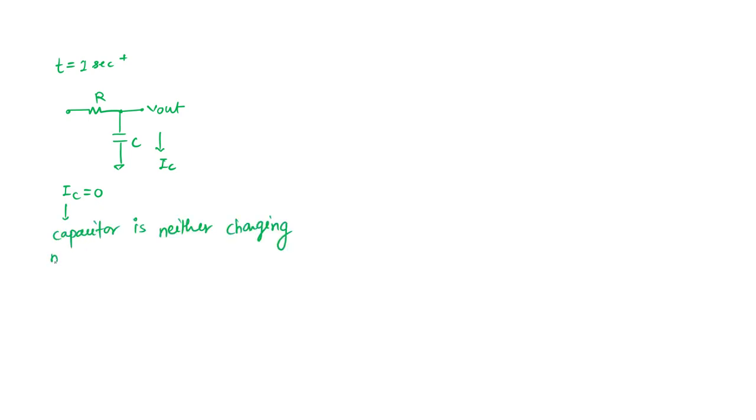So what will happen exactly when the switch is open? Let's say at t equal to 1 second, or I should say 1 second plus. My switch is open. So this is my R, now this node is floating, this is my C, this is the V out, this is the IC. So at this point the circuit is open, so obviously the current is zero. IC is zero. But what does that mean? IC being zero simply means the capacitor is neither charging nor discharging.